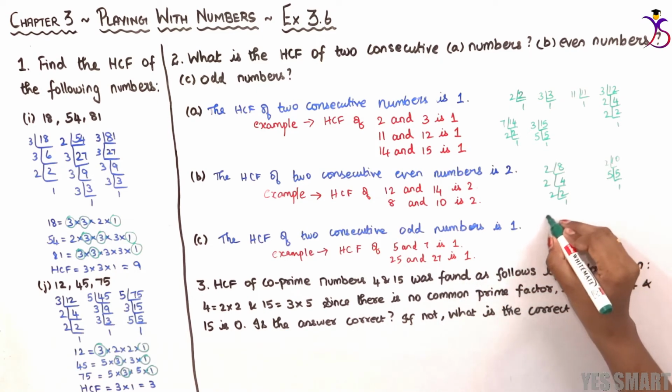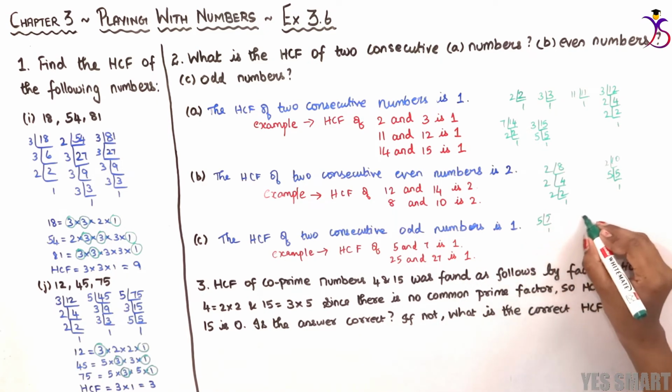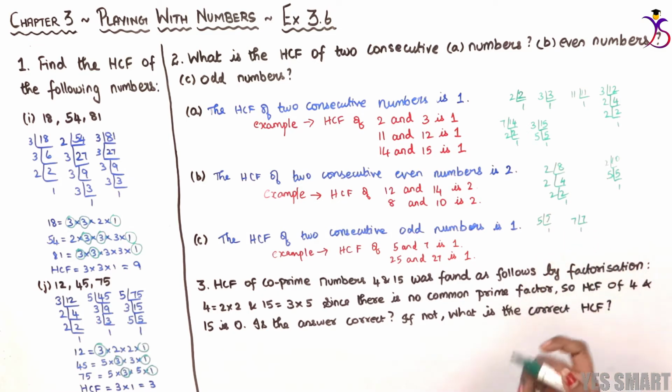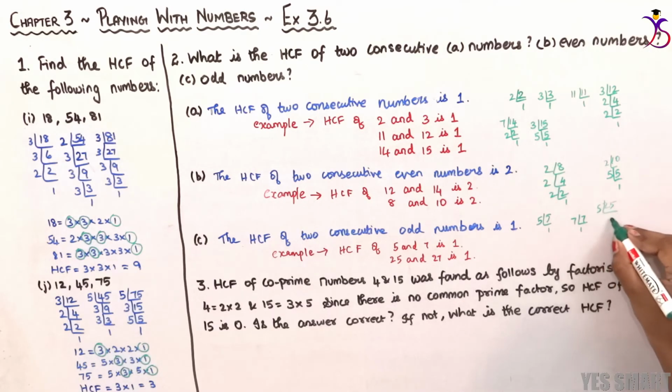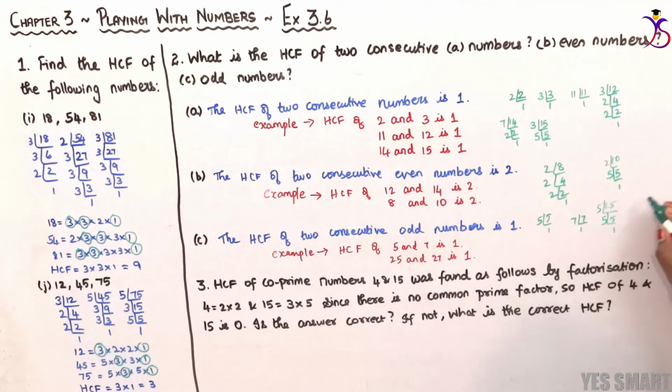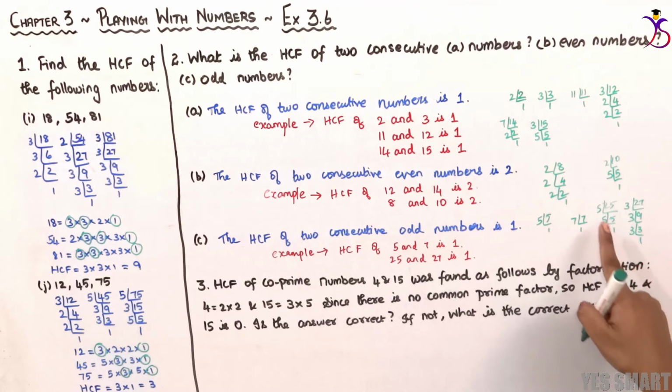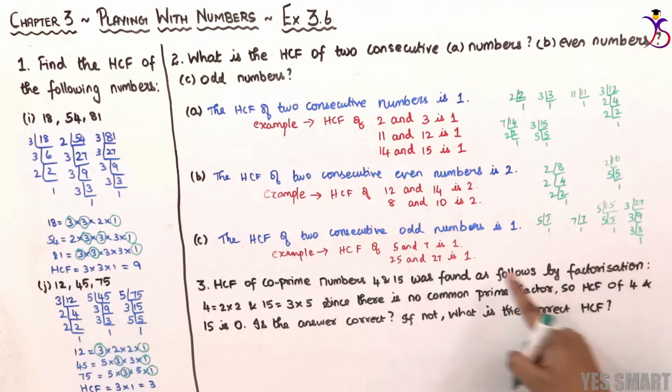In the first example, 5 and 7, both are prime numbers. So 5 ones are 5, 7 ones are 7. Obviously, the HCF is 1. For 25, 5 fives are 25, 5 ones are 5. For 27, 3 nines are 27, 3 threes are 9, and 3 ones are 3. So the common factor is 1. So 25 and 27 are both composite numbers, even though the HCF is 1. We can cross-verify this with any type of example. Hence, these 3 statements are universally true.